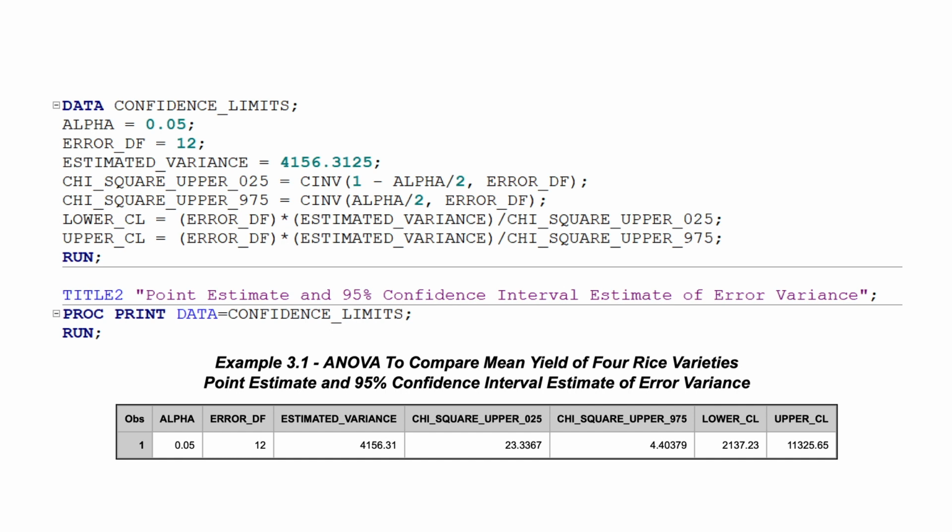And then I do the calculations to get the appropriate chi-square values that we use to divide in that formula. And then I calculate the lower and upper confidence limits for this confidence interval. And so you can see here that we get lower and upper confidence limits of 2137.23 and 11325.65, which are the values that we got when we constructed this interval by hand.